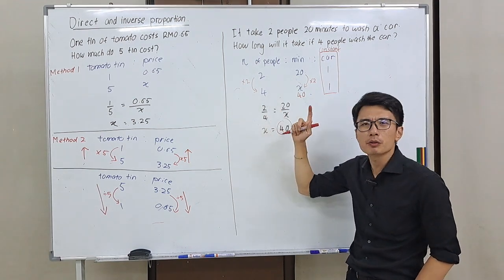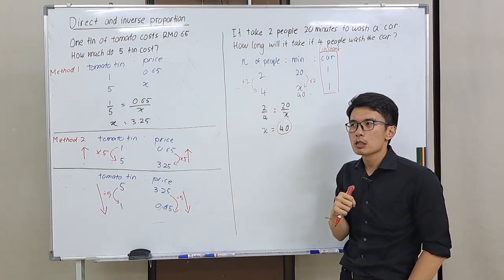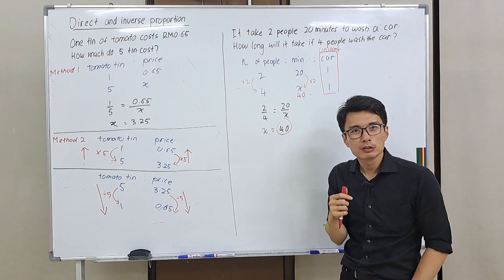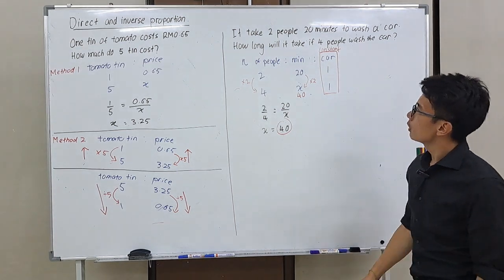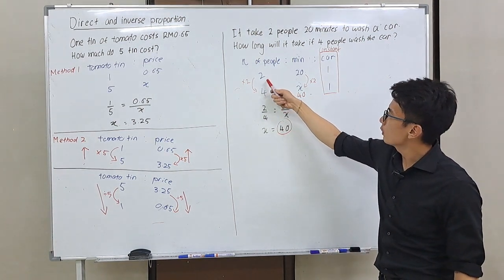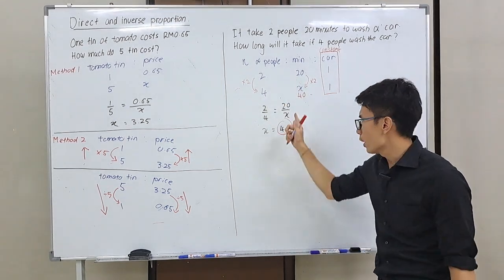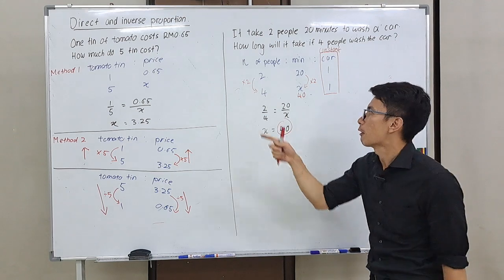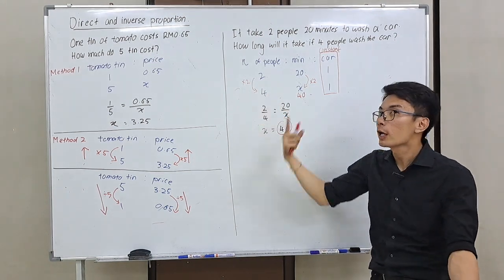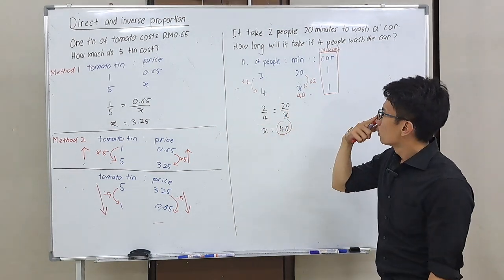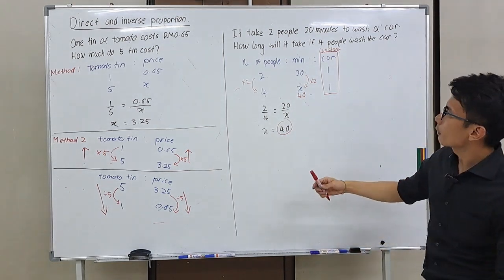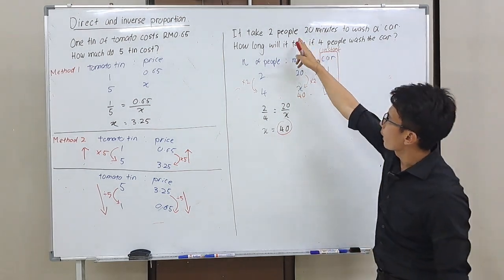I have more people right now, so shouldn't it be faster? Make sense or not? Again, two people take 20 minutes to wash a car. I have more people, so I should take less time rather than more time. Correct? Because now I have more people that can help. So let's see what's going on here. We can even look at the question here.